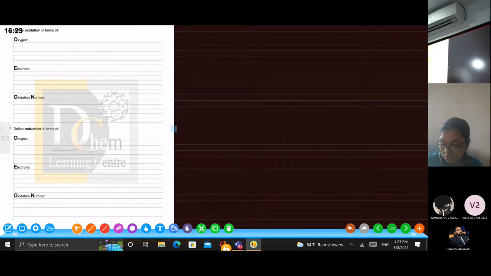Now, as I told you, redox means oxidation and reduction processes happen simultaneously. Both processes happen in one reaction. What we have to do now is understand this oxidation and reduction in terms of definitions. In order to do that, I'm going to take a few examples, and from those examples we will discuss.